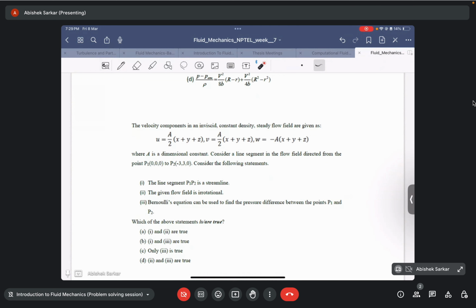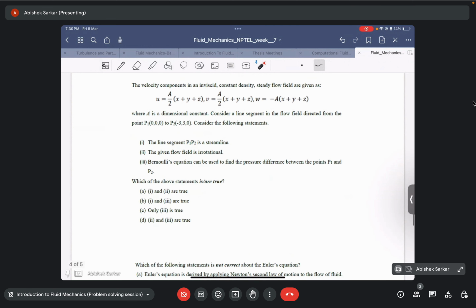Okay, the velocity components in an inviscid, constant density and steady flow field are given as u is equal to a by 2 (x plus y plus z), v is equal to a by 2 (x plus y plus z), and w is equal to minus a (x plus y plus z). Where a is a dimensional constant, consider a line segment in the flow field directed from point P1 to P2, where these are the coordinates for points P1 and P2, and consider the following statements.